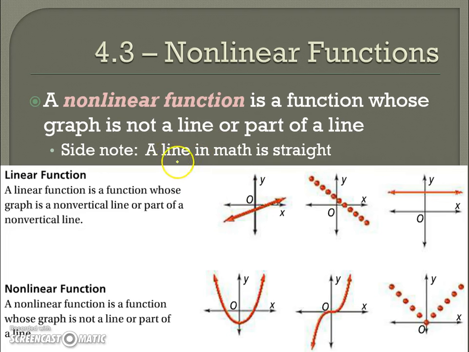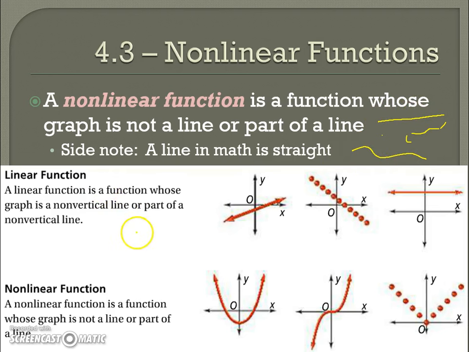A line in math, by the way, is a straight line, because I know a lot of you would look at something like that and say, well, that's a line, but in math, we don't consider that a line unless it is a straight line. So those are not lines. I know that's not perfect, but that's close enough. This is a line.